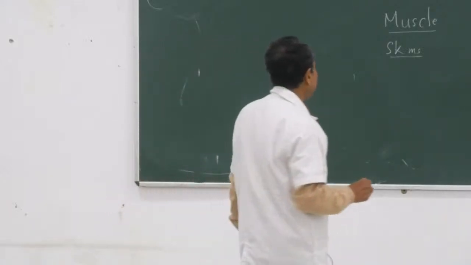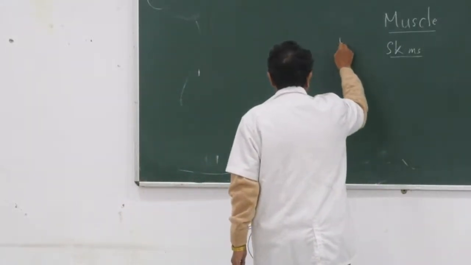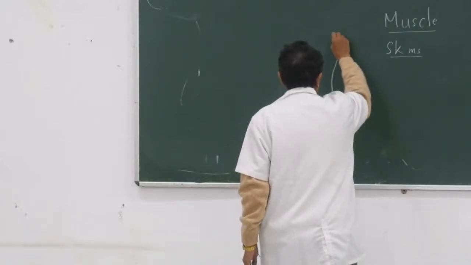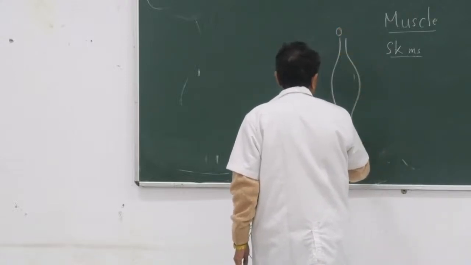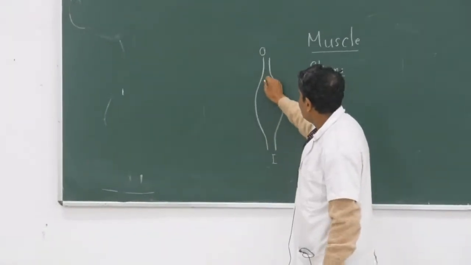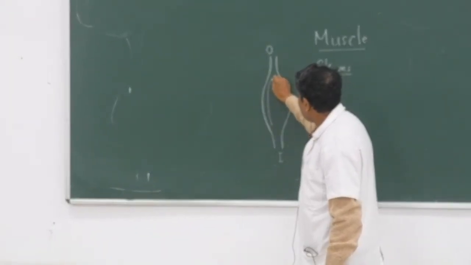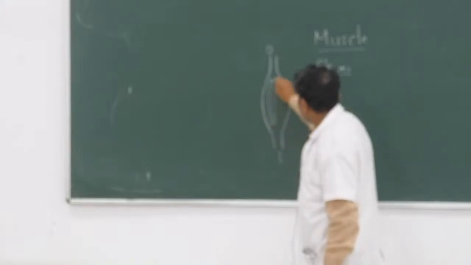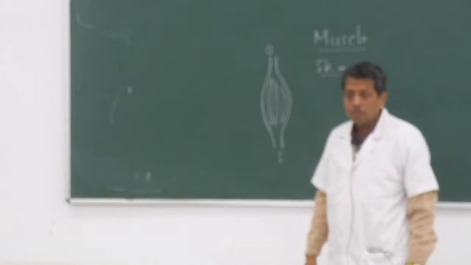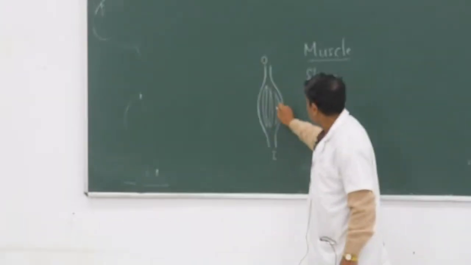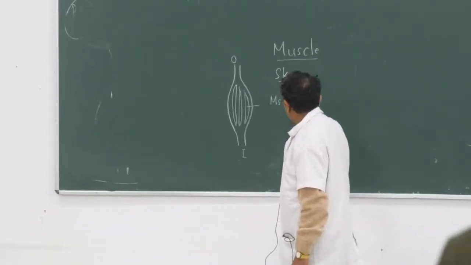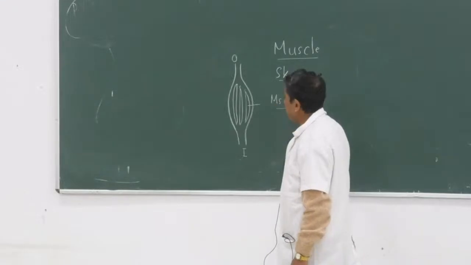And the skeletal muscle, if you consider, and is the bulk of the muscle. These are the tendons and it is composed of muscle fascicles. Muscle fascicles are formed of muscle fibers.